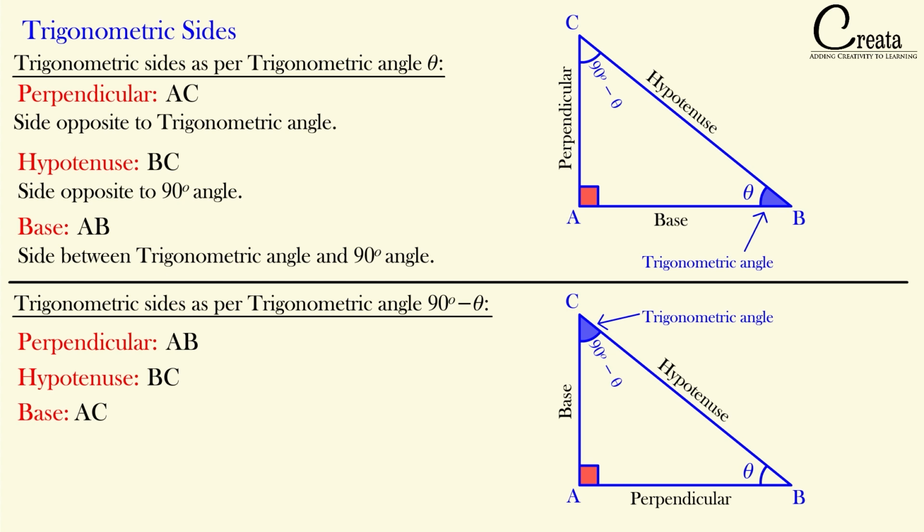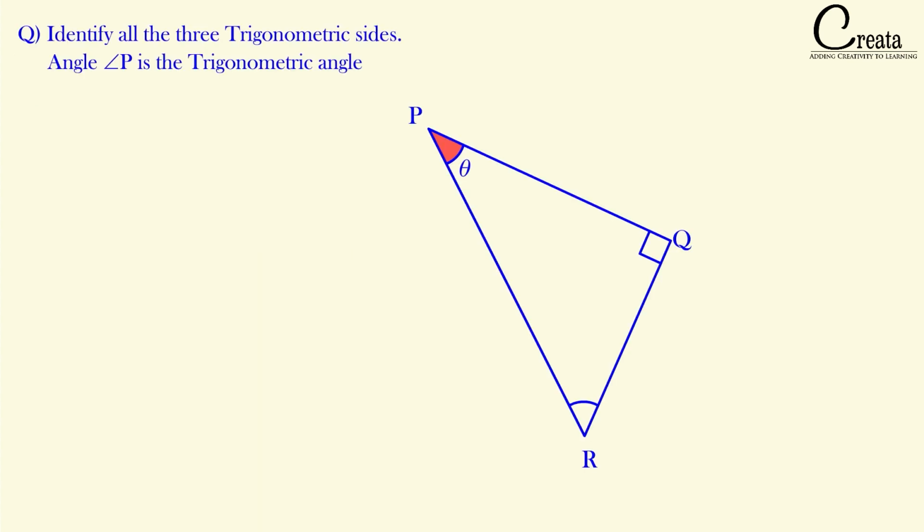Note that angle A is 90 degrees, so only angle B and angle C will be trigonometric angles. Angle A is 90 degrees, so it cannot be the trigonometric angle. Let's take a small question to check your level of understanding, whether you got this concept or not. We have taken a rotated triangle PQR. Here angle Q is 90 degrees and angle P is angle theta, which is the trigonometric angle. You have to tell me which side is perpendicular, which side is hypotenuse and which side is base.